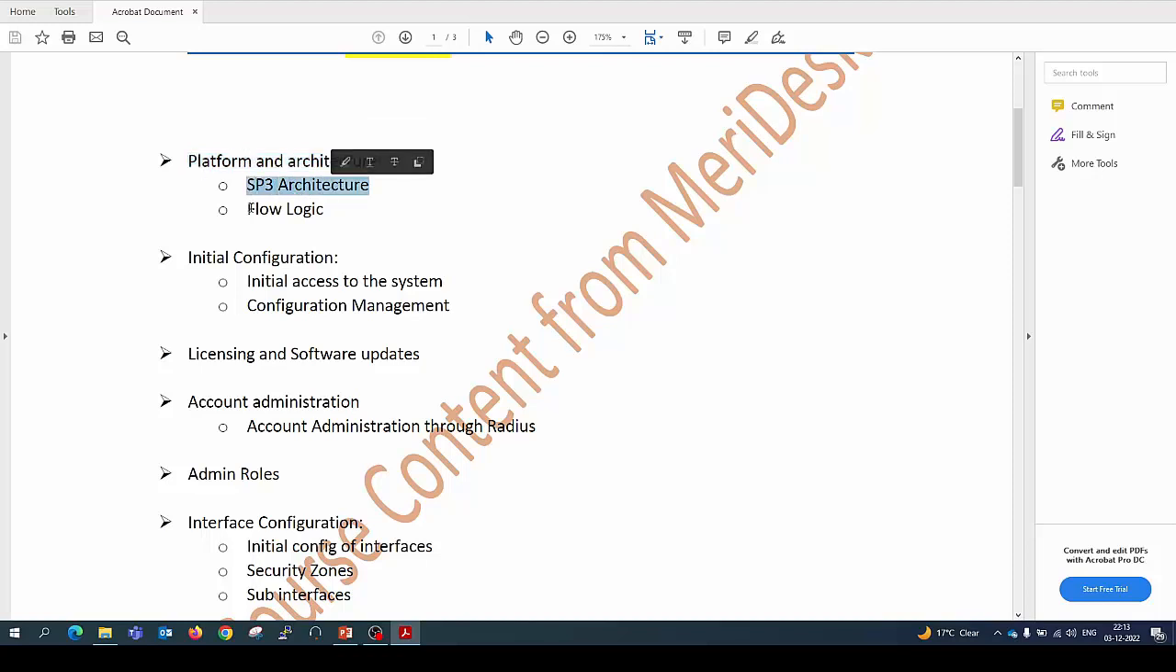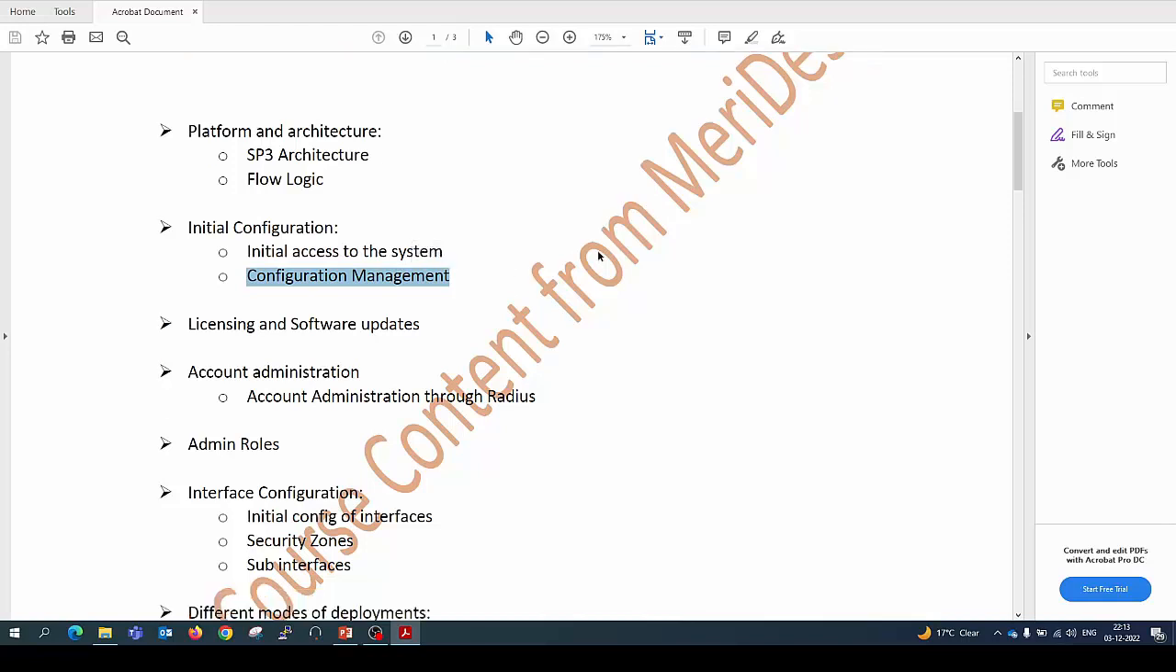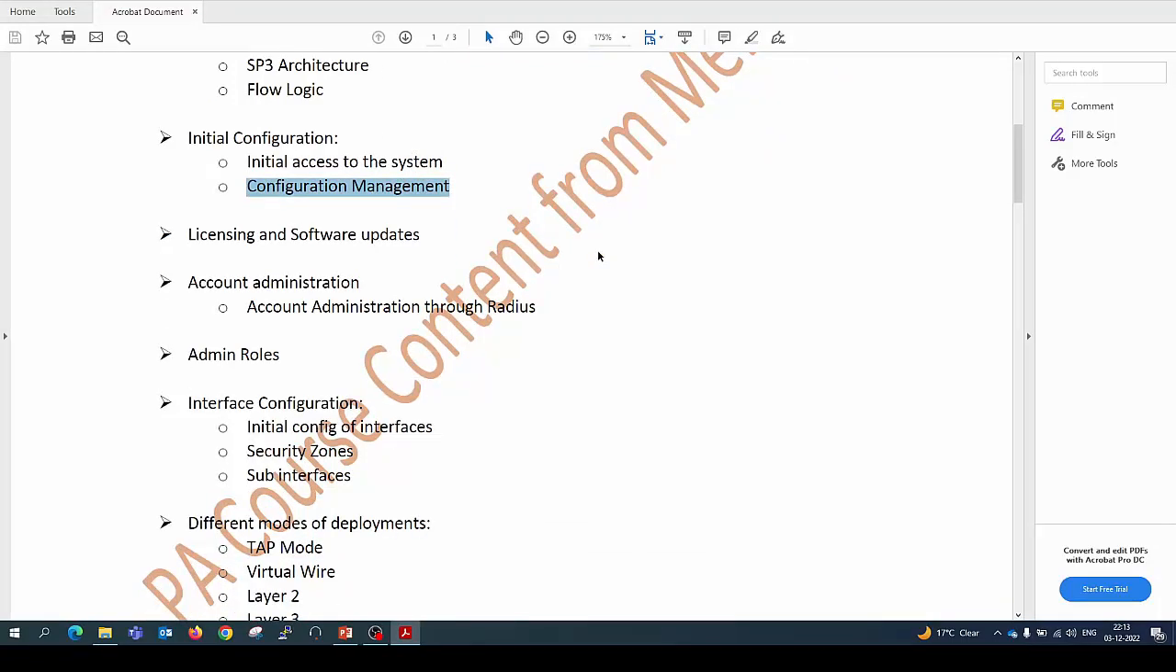SP3 architecture and flow logic we'll discuss. Then we'll do some initial configuration. In initial configuration, we'll discuss initial access to the system, how you can take the initial access. Then configuration management, what sort of basic configuration you should be doing on the Palo Alto. For example, let's suppose one engineer has visited one location with the Palo Alto and wants to configure it, and you are at a remote location, then how can you configure that Palo Alto.